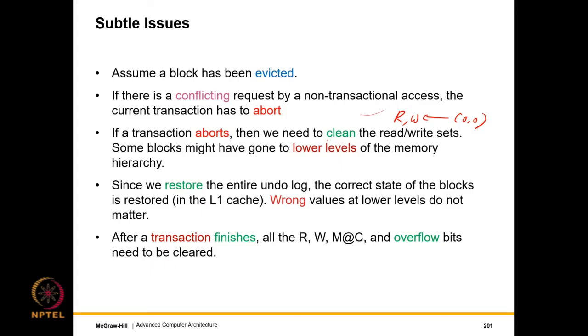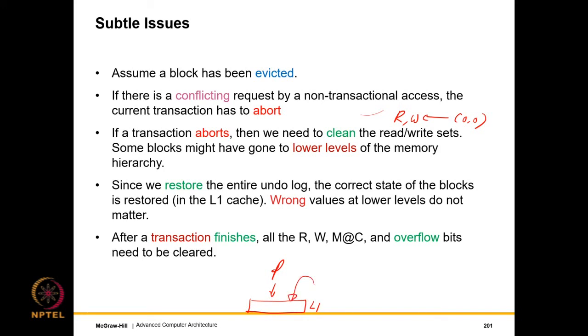In this case, what could have happened is some blocks might have been evicted and gone to the lower levels of the hierarchy. But since we restore the entire undo log, the correct state of all the blocks will get restored in the L1 cache. Even if there are wrong values written by an aborted transaction and they are floating around in the lower levels of the cache hierarchy, it doesn't really matter. Because a processor only trusts the data that is there in the L1 cache. Something that is below L1 is assumed to be stale anyway, because L1 cache has the most up-to-date data.